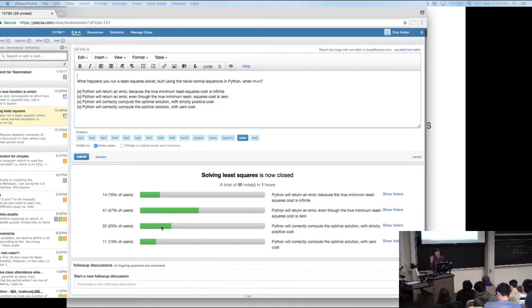Okay. All right, so there's a nice, at least, plurality around the correct answer. So the correct answer is that Python will return an error, but the actual true solution is still 0. So let me try to convince you of that. The true solution to the objective, that is not the thetas, but the actual function value you get when you find the optimal solution, or I should really say an optimal solution, because there are often many of these things. There will be many of them, is 0.